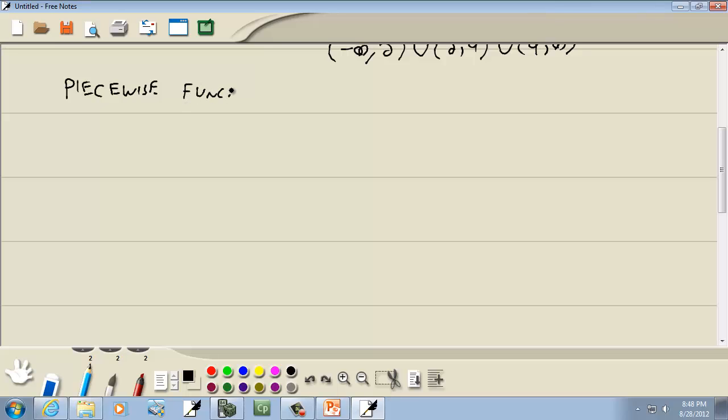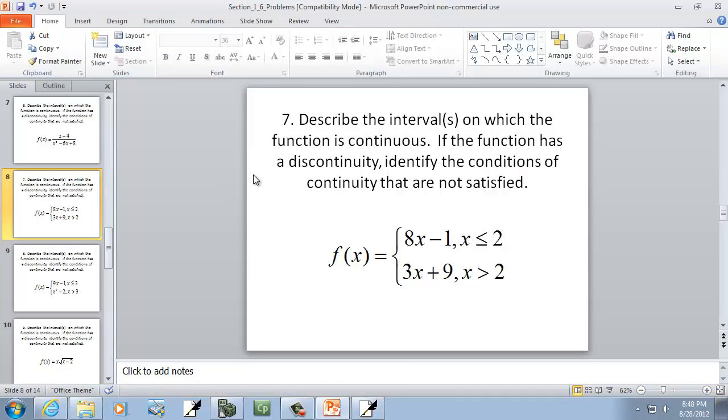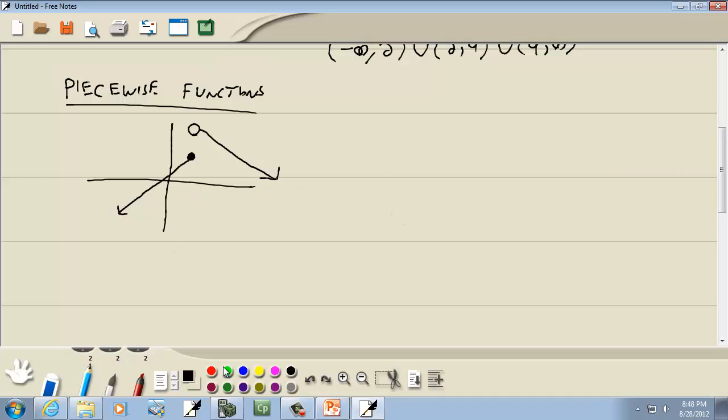Piecewise functions. Now, coming from one side, it'll look like maybe something like that. And then come from the other side, it could look like this. See how this is x is less than or equal to, and this is x is greater than 2? That's a changeover point. Maybe this would be 2 here.